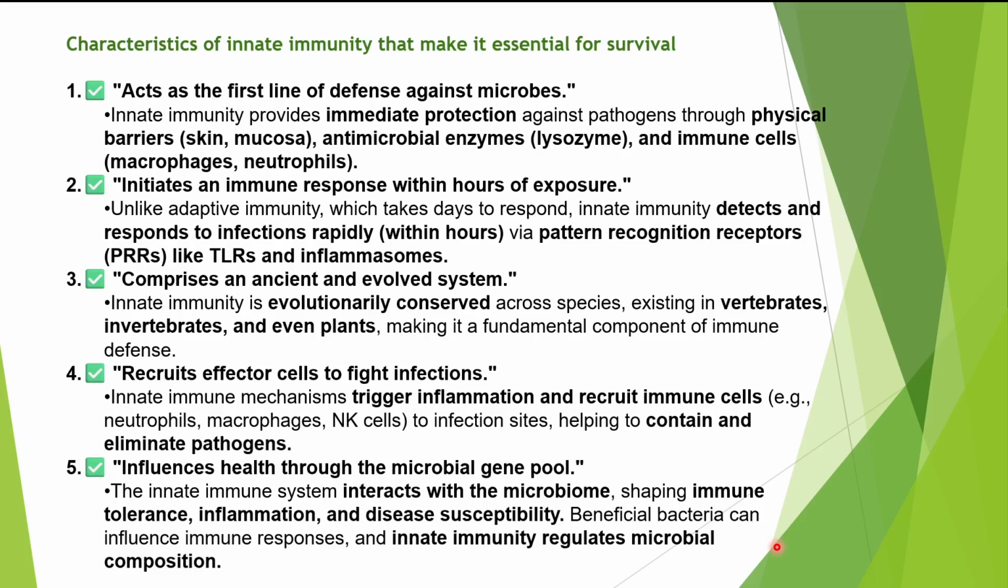Next is the characteristics of innate immunity that make it essential for survival. This is related to the question we have directly. So what are the key characteristics that are correct? It acts as the first line of defense against microbes. Innate immunity provides immediate protection against pathogens through physical barriers like skin and mucosa, antimicrobial enzymes like lysozyme, and immune cells like macrophages and neutrophils.